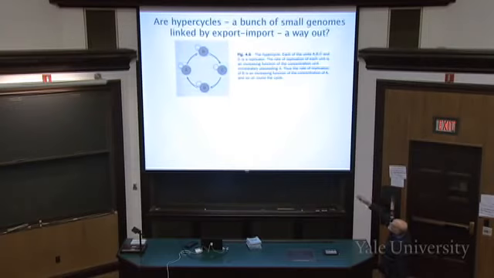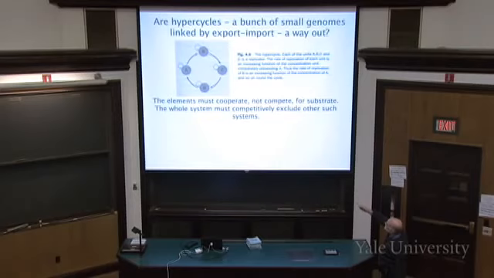The rate at which any one of these can replicate increases with the amount of product that's being given to it by any of the others. And that means that B can make more B if it's getting more from A. C can make more C if it's getting more from B. That means that in order to function, the elements have to cooperate for substrate. They can't compete for substrate. They have to take what they need and pass some on.